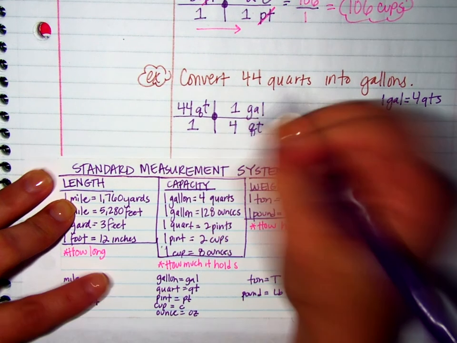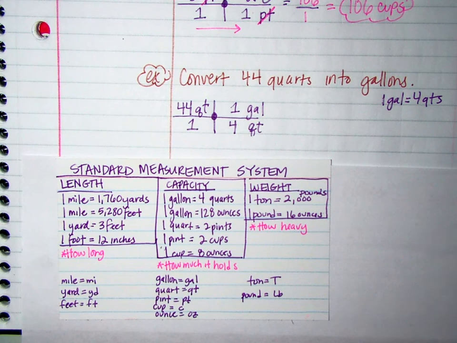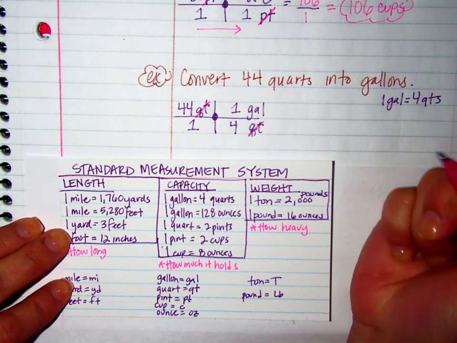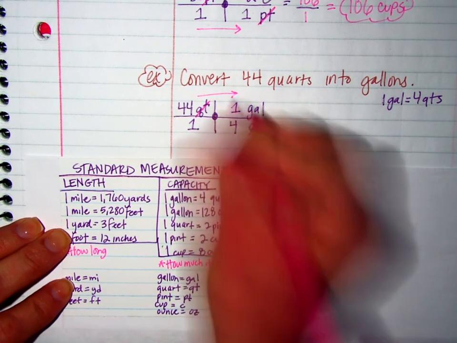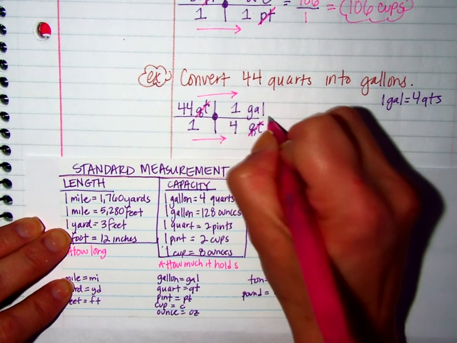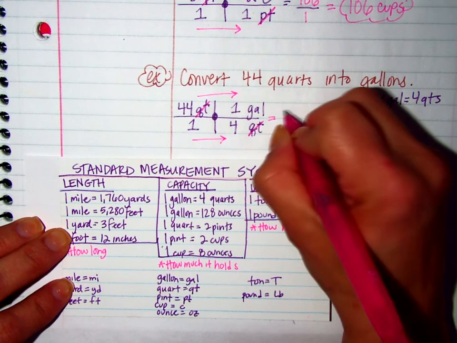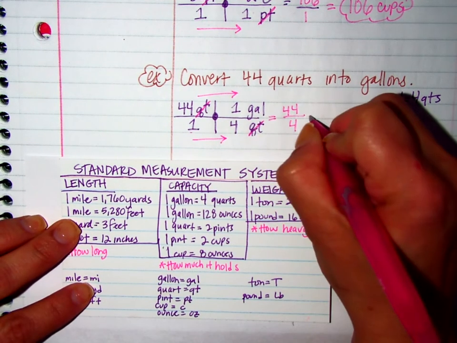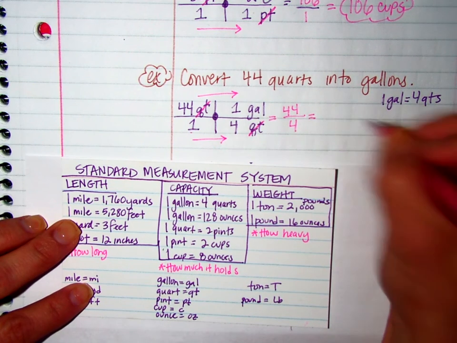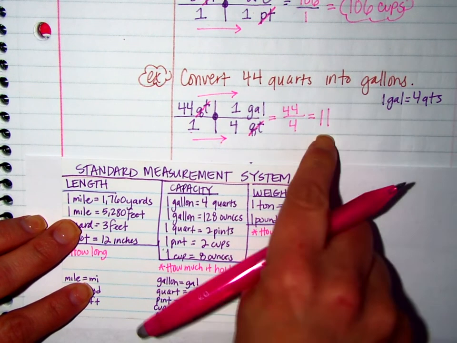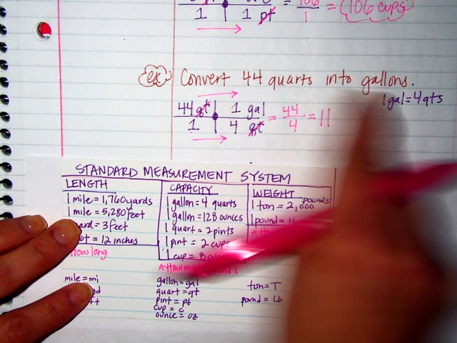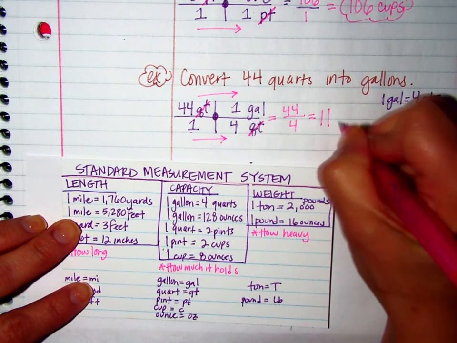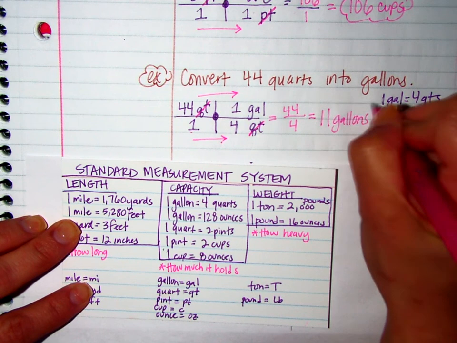Okay. Now we're going to eliminate the unit that we were trying to get rid of. So quarts is gone now. And then we're going to again multiply straight through. Okay. So 44 times 1 is 44. 1 times 4 is 4. And now when we divide, 44 divided by 4 is 11. Now again, we're trying to convert 44 quarts into gallons. So 44 quarts is the same as 11 gallons. Okay.